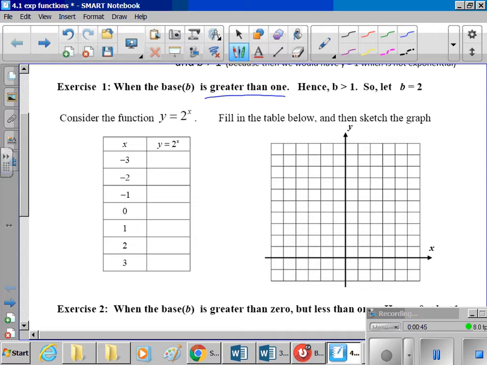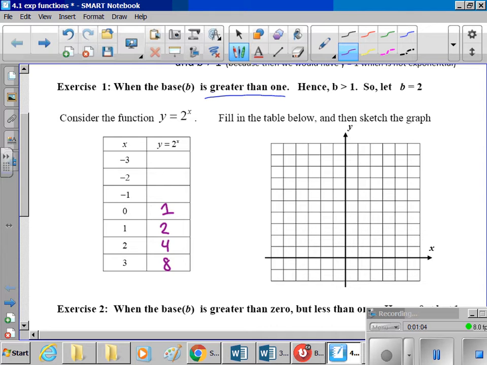So we're going to fill in our table. All right, well, anything to the power of 0 is going to be 1. So 2 to the 0 is going to be 1. 2 to the 1 is going to be just 2. 2 squared is going to be 4. And 2 cubed is going to be 8.